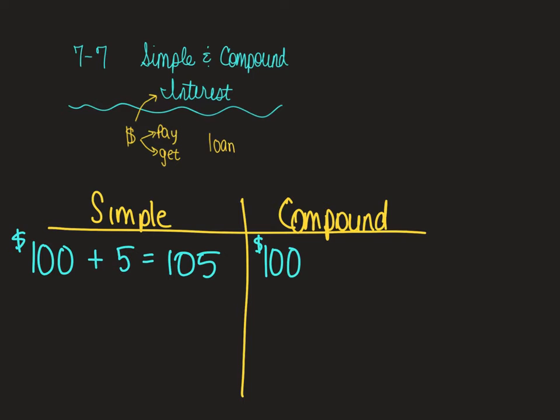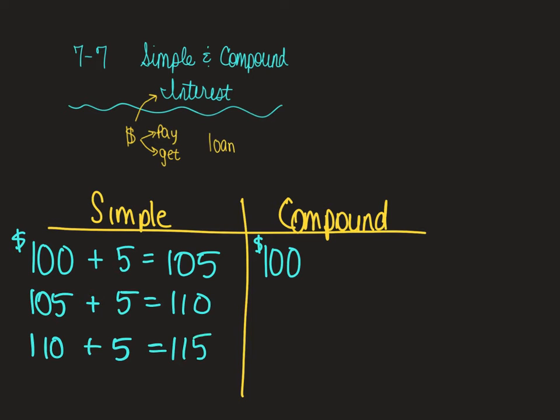Year number 2, you have $105. They pay you $5 again. You have $110. The third year you keep it in there, you earn $5 more. You have $115. Every year you're going to make $5.